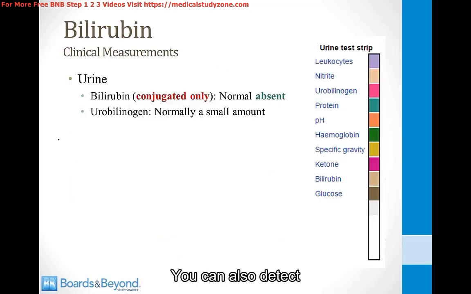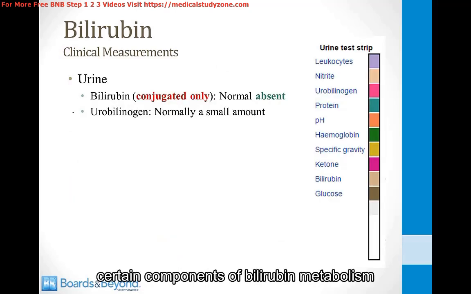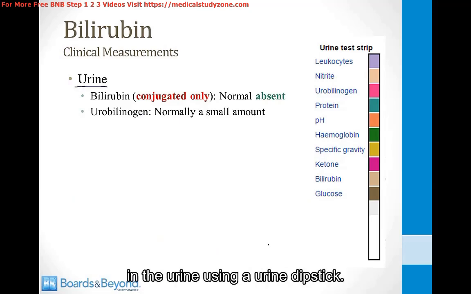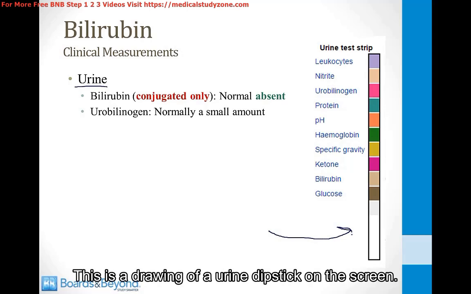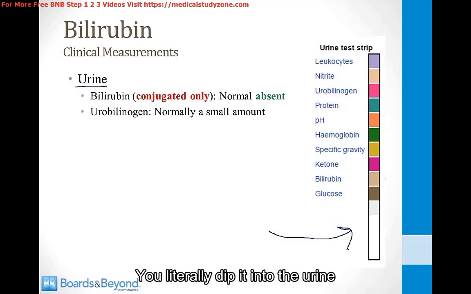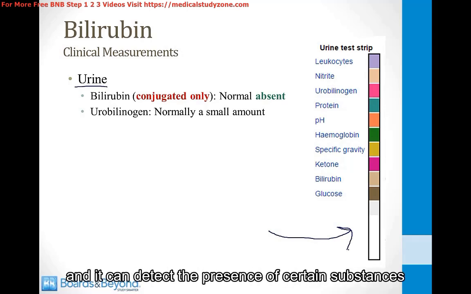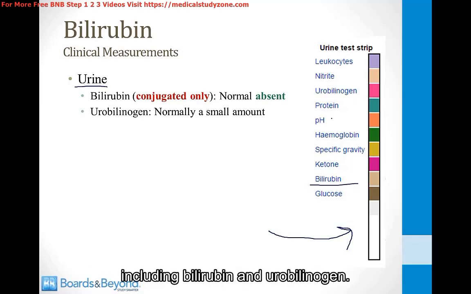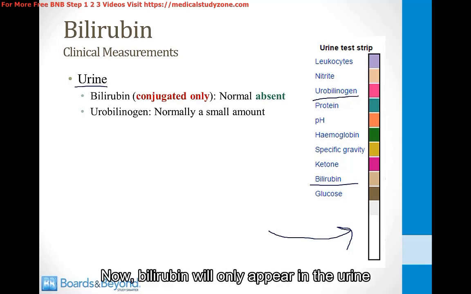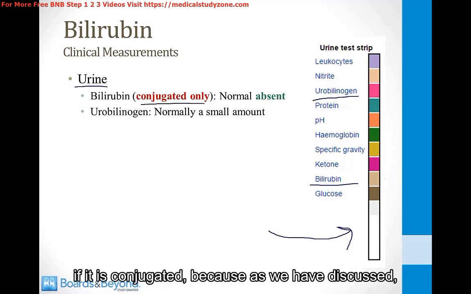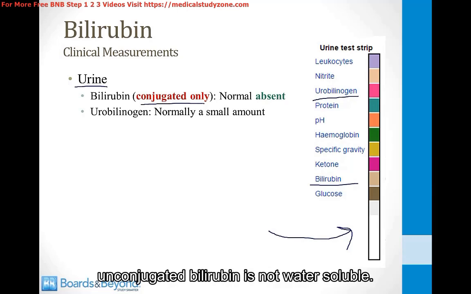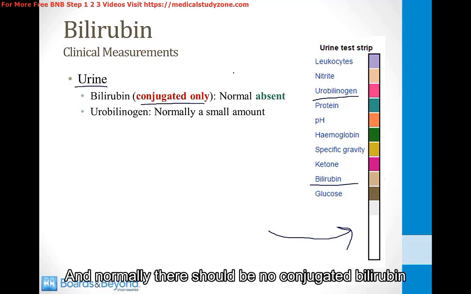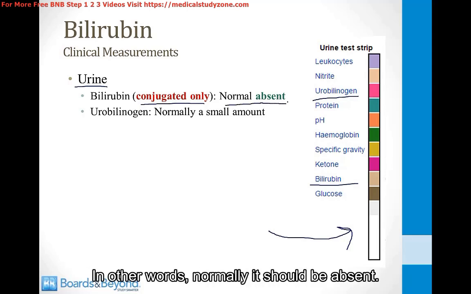You can also detect certain components of bilirubin metabolism in the urine using a urine dipstick. This is a drawing of a urine dipstick on the screen. You literally dip it into the urine and it can detect the presence of certain substances, including bilirubin and urobilinogen. Now, bilirubin will only appear in the urine if it is conjugated because, as we have discussed, unconjugated bilirubin is not water soluble. And normally there should be no conjugated bilirubin in the urine. In other words, normally it should be absent.